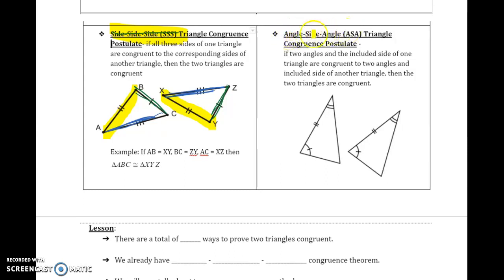For angle, side, angle, triangle congruence, it says if two angles, so here's one angle, here's another angle, here's one angle, here's the corresponding congruent angle. If two angles of one triangle and the included side are congruent to the two angles of another triangle and another included side, then the two triangles are congruent. This is, again, something you're going to have to be able to identify from given information in a proof.